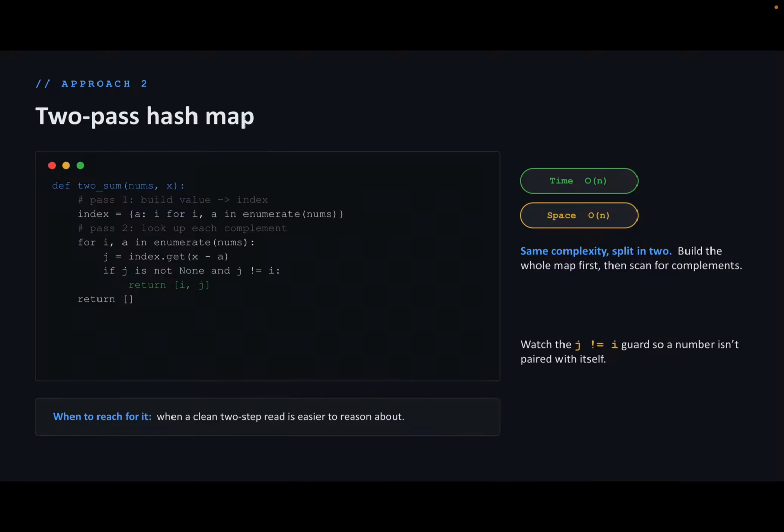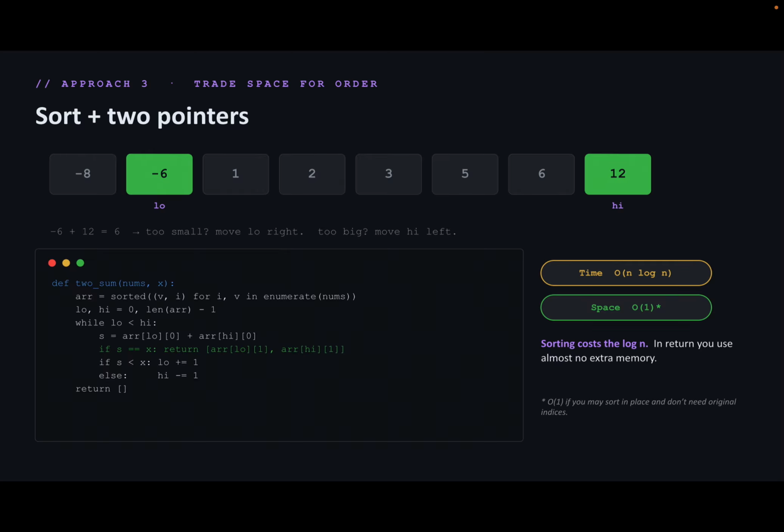So approach 3, sort plus two pointers. This one's a different flavor. You sort it first, then place two pointers, one at each end. Add them up: if the sum is too small, move the left pointer forward by one. Otherwise, pull the right one in. It's O(n log n) because of the sort, but the space is basically nothing. You would reach for this when memory is tight, or if it's already sorted.